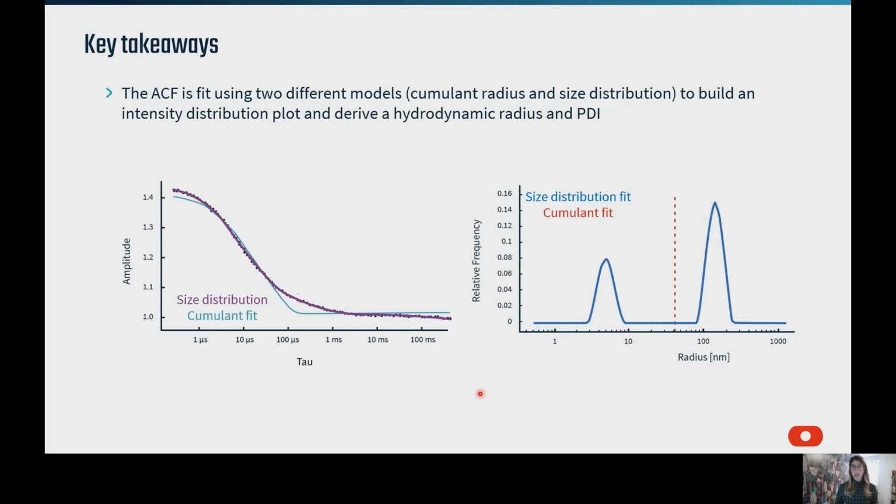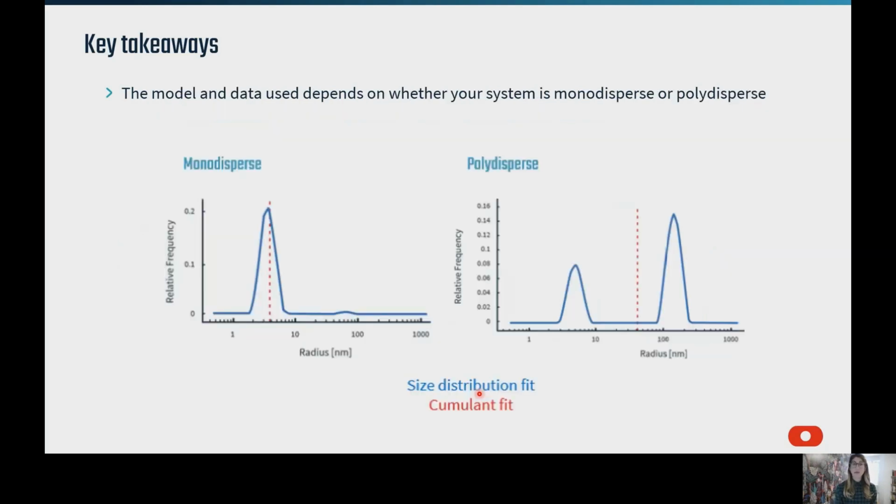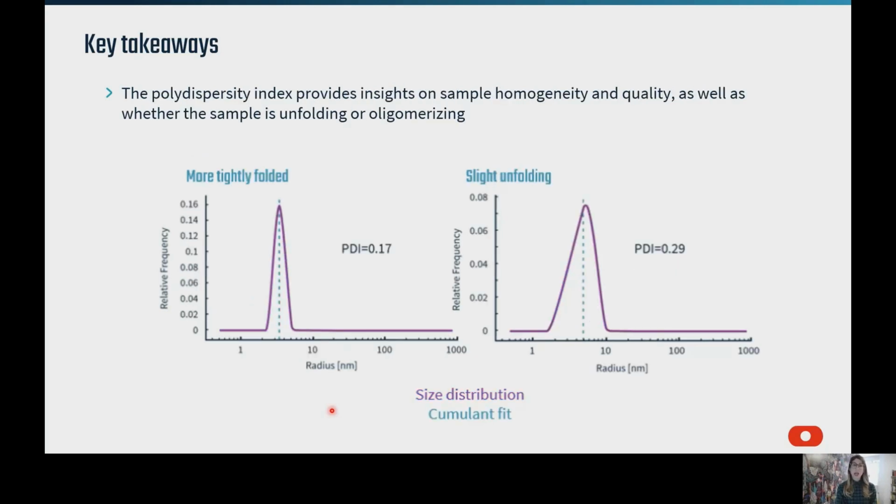The autocorrelation function is fit using two different models, the cumulant radius and the size distribution, to build an intensity distribution plot and derive information about the hydrodynamic radius and the polydispersity. And the model used to fit your autocorrelation function is going to depend on whether your system is monodisperse or polydisperse. So cumulant fits are used for monodisperse systems, whereas the size distribution fit can be used for either monodisperse or polydisperse systems. And the polydispersity index provides insights on sample homogeneity and quality, as well as whether the sample is potentially unfolding or oligomerizing.